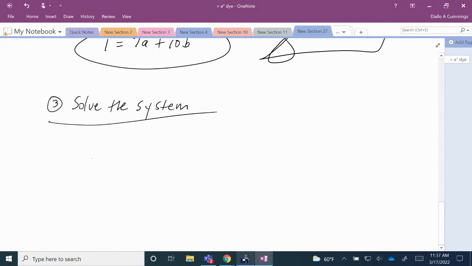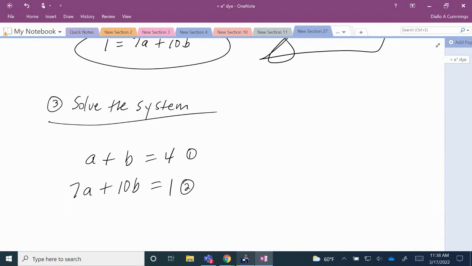So our system of equations is a plus b is equal to 4, and 7a plus 10b is equal to 1. All right, so we have our first equation and our second equation.